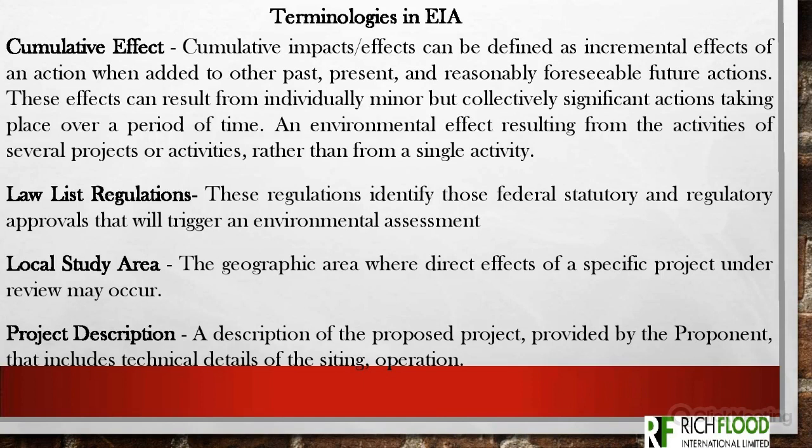Long list regulations. These are regulations identified, and they comprise both the federal statutory and regulation approvals, the state as well as the local government statutory, that are relevant to the particular projects we are considering in our EIS study. Then we have the local study area. This is the geographic area where direct effect of a specific project under review may occur. That is where the project itself is situated.